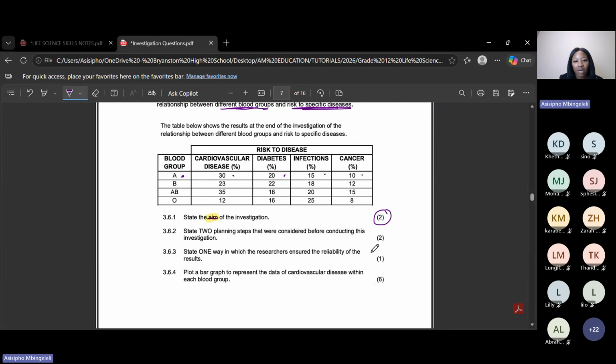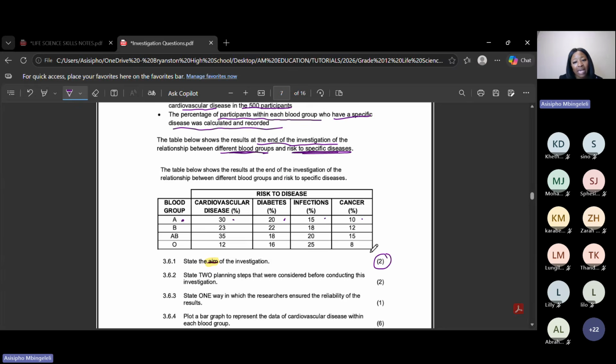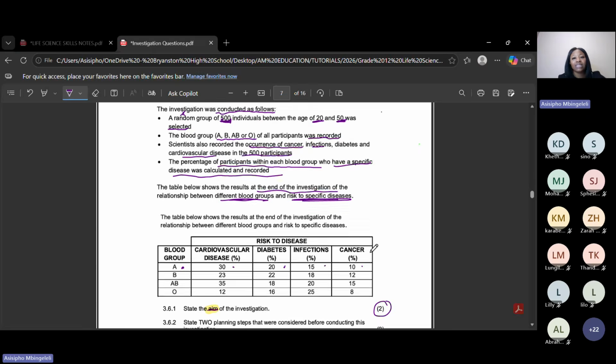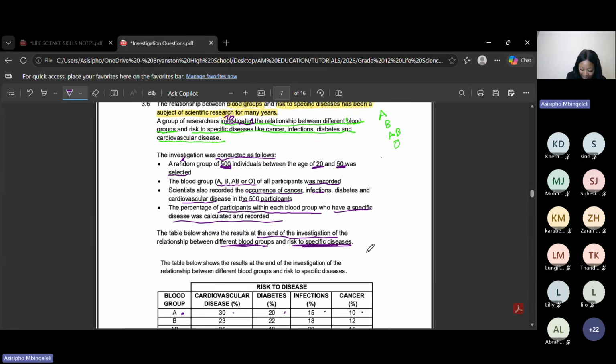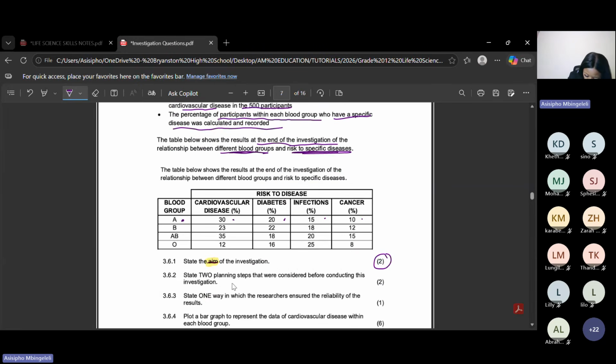They asked for the aim, guys. Aim, aim, aim. There it is. The format of the aim, do not write the aim of the investigation. No. Start your aim by saying to investigate, and then you copy everything that has been written there. You get your 2 marks there. Sorry, this is the aim. It goes up there. Okay?